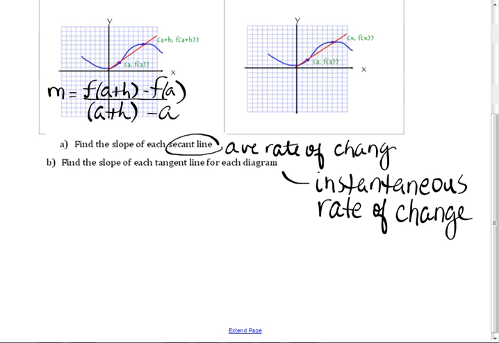What about this one? What's the slope here? This is the alternate form for the derivative. F of x minus f of a over x minus a.